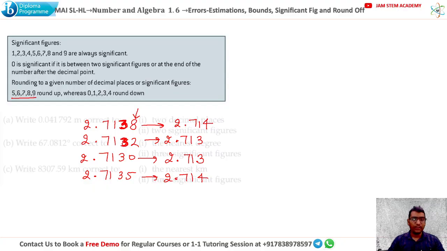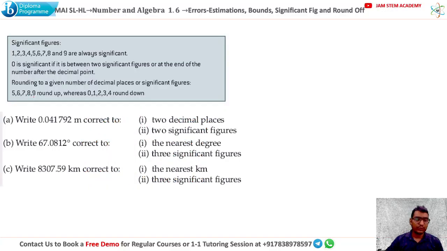Now let's discuss these questions also. Here it says write down 0.041792 correct to either two decimal places or two significant figures. You can again pause the video and try these questions. Later you can verify your answer with mine. Okay, so let me start with the first one. What it says. First one is 0.041792. You have to round, correct up to two decimal places.